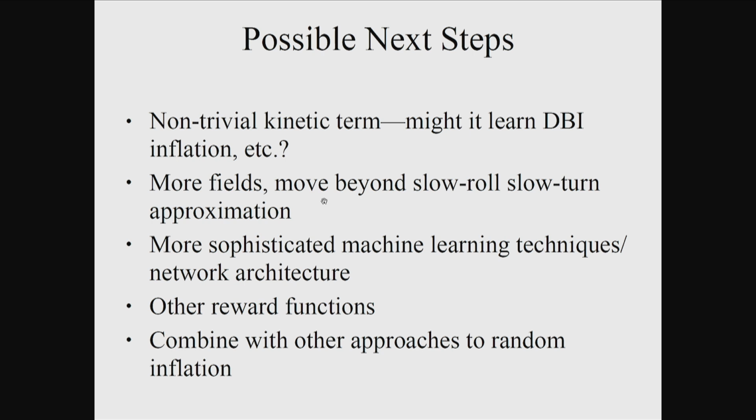On the bright side, we only considered very simple machine learning techniques, namely simple gradient ascent in a single-layer neural network. But perhaps in the many-field case, it would prove fruitful to consider more sophisticated machine learning techniques and more sophisticated network architecture. You could also consider other reward functions. We sought to maximize the tilted number of e-folds, but you could consider other reward functions as well. And finally, perhaps you could combine this with other approaches to random inflation and use this to find new models of inflation or learn more things about them.